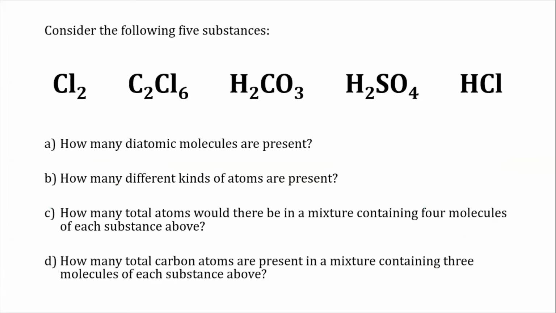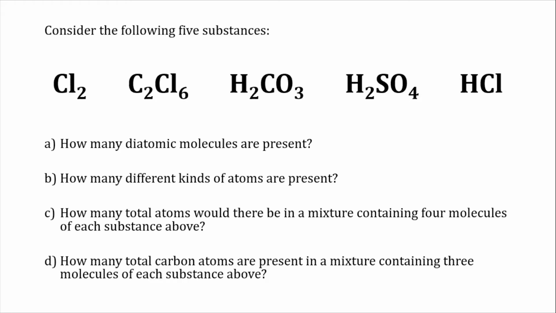Okay, so this is a more challenging one, another concept check. So consider the following 5 substances. We have Cl2, C2Cl6, H2CO3, H2SO4, and HCl. And something to look forward to is we're going to go through and learn how to name all of these things.